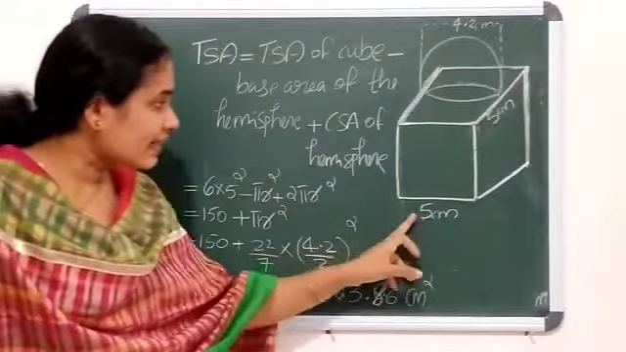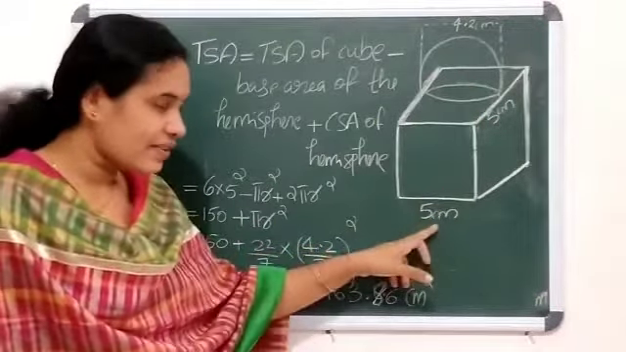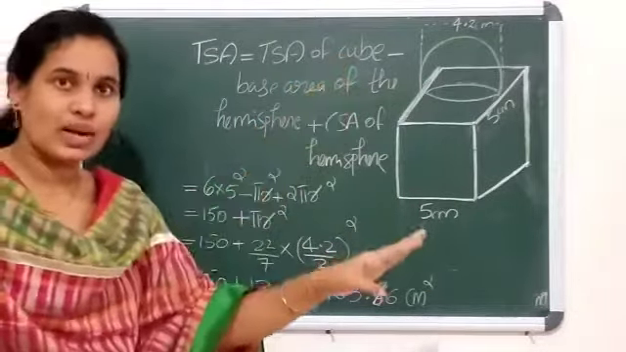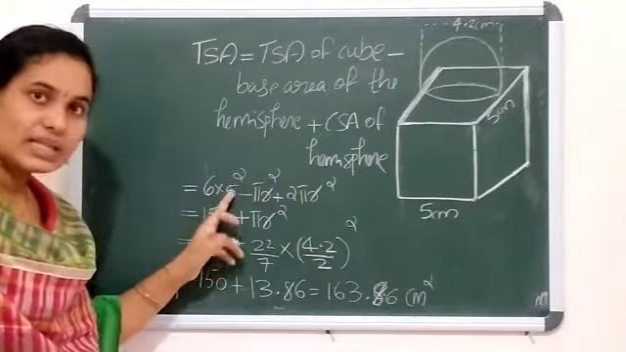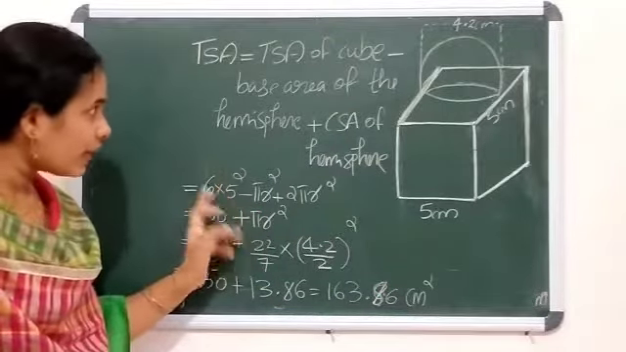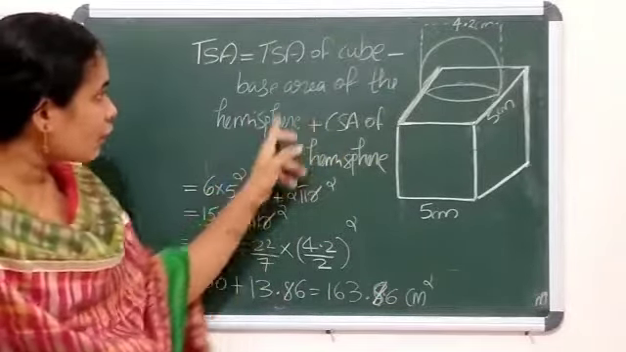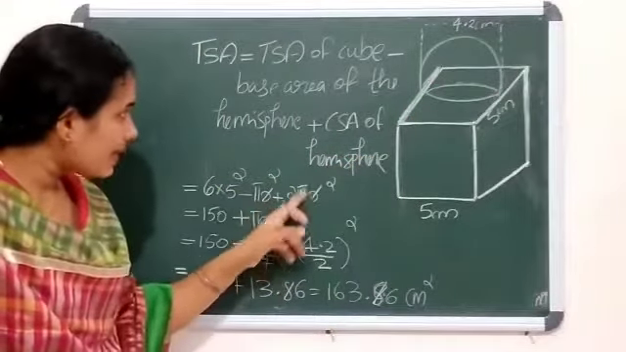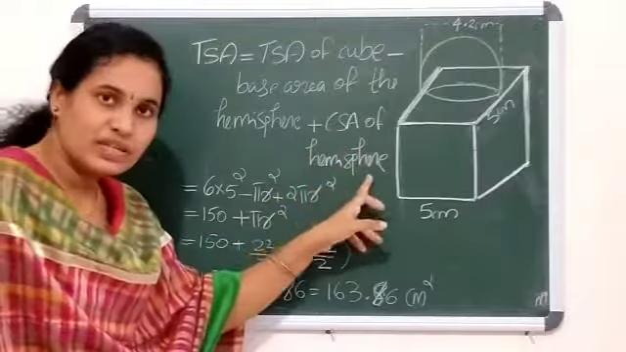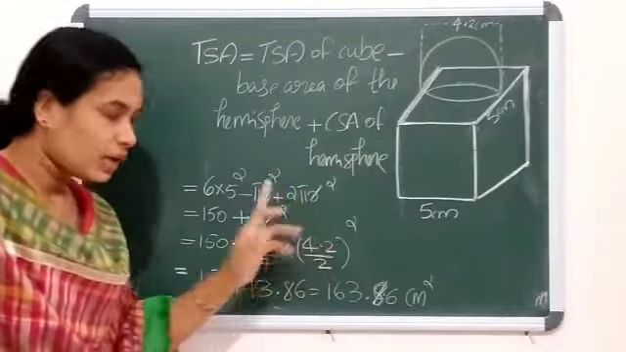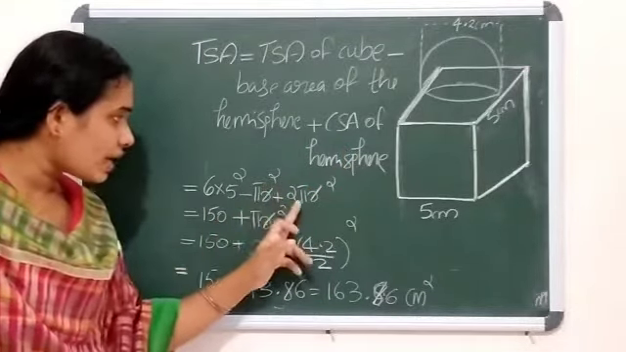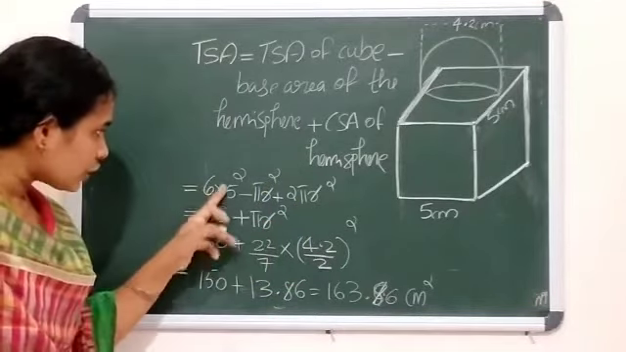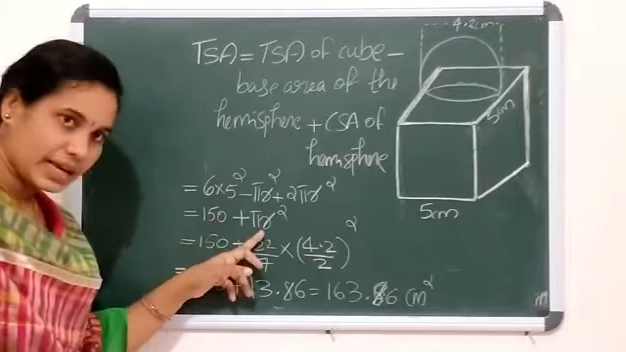Now it is given that the edge of the cube is 5 centimeter. So, total surface area of the cube is 6a square, right? So, 6 into a square, that is 5 square. 6 into 5 square minus the base area of this hemisphere, it is a circle, so pi r square, plus the curved surface area of the hemisphere is given by 2 pi r square. You can see that minus pi r square and plus 2 pi r square, it is plus pi r square. So, 6 into 5 square, that is 150 plus pi r square.